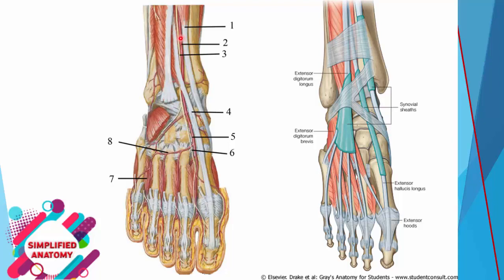This artery with this nerve, number 2, is called anterior tibial artery. Between the two malleoli, it continues as number 5, which is dorsalis pedis artery. The dorsalis pedis artery gives many branches like number 8, which is called arcuate artery. What about the nerve? This nerve number 3 is called deep peroneal nerve. The same as this diagram, this is superior extensor retinaculum and this is called inferior extensor retinaculum.